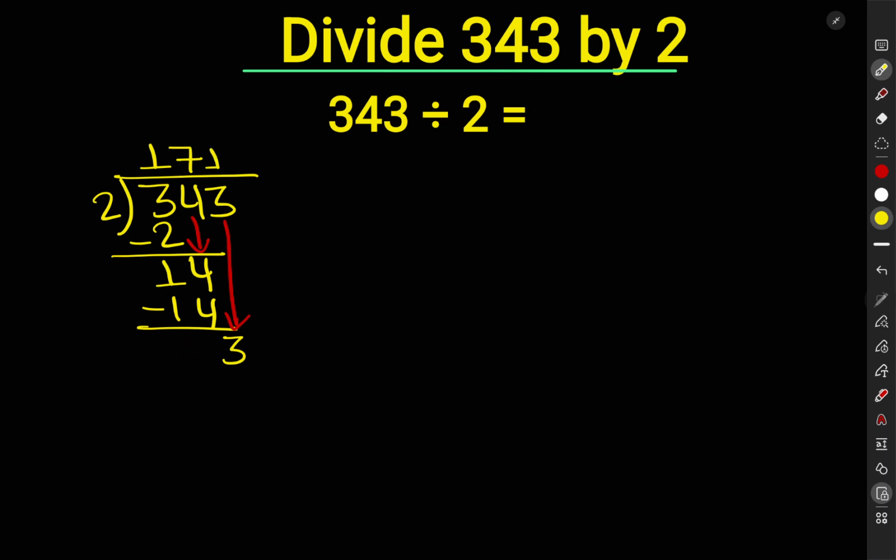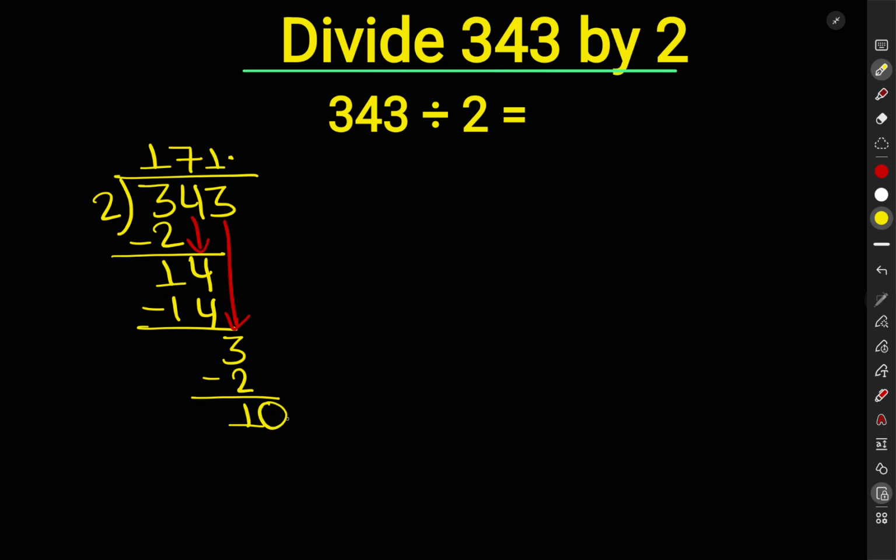So 2 times 1 means 2. On subtracting we get 1. So now this 1 is less than 2 and there is no other number beside. So we put here decimal so that we take 0.